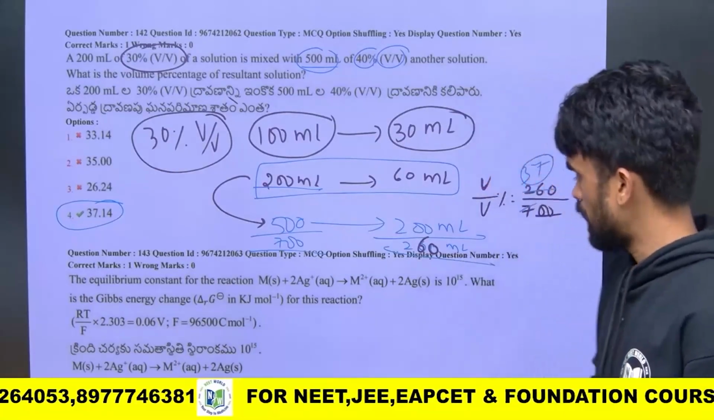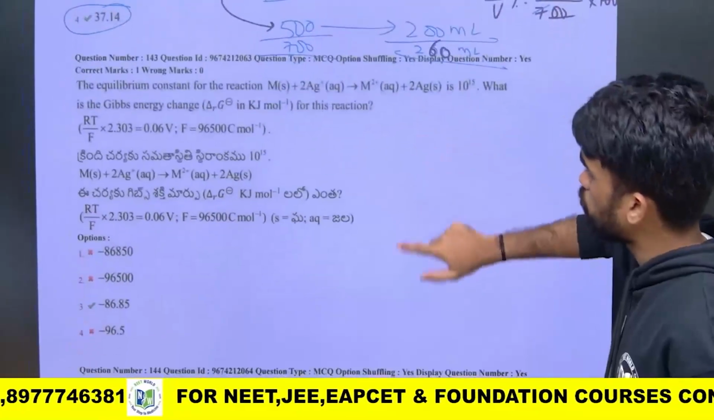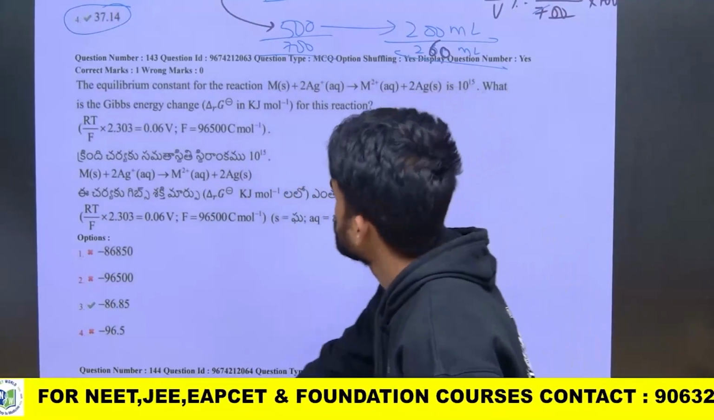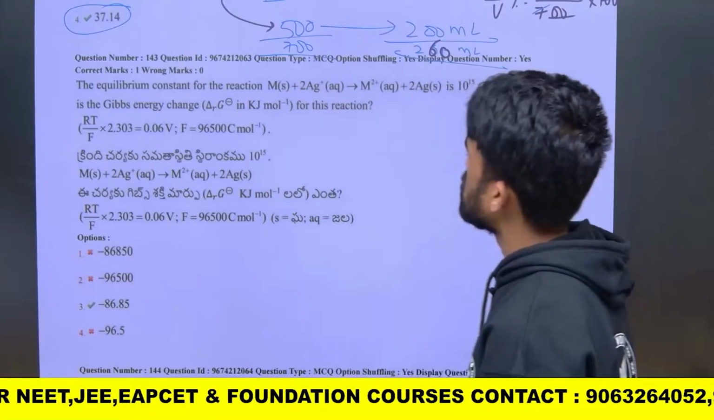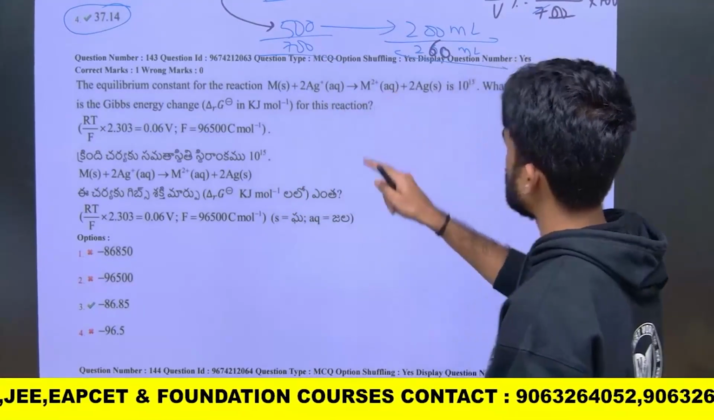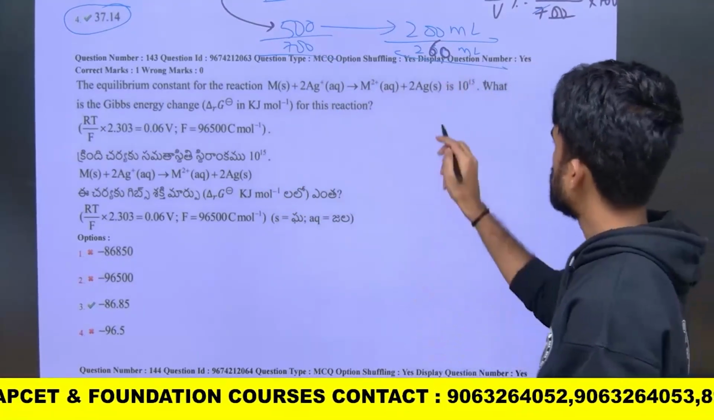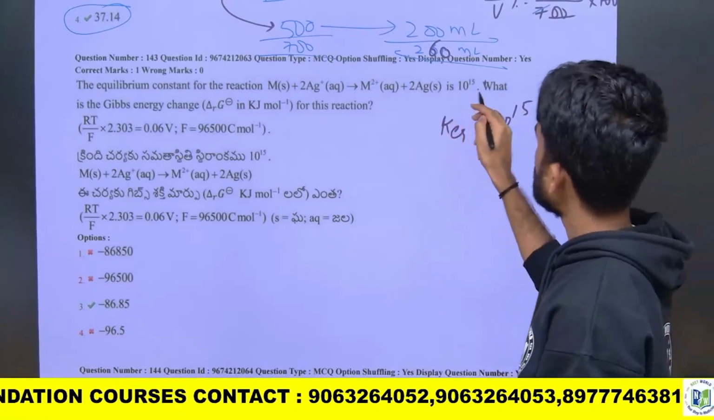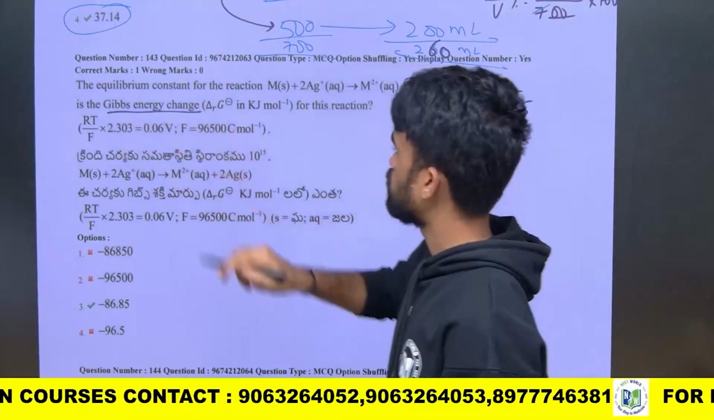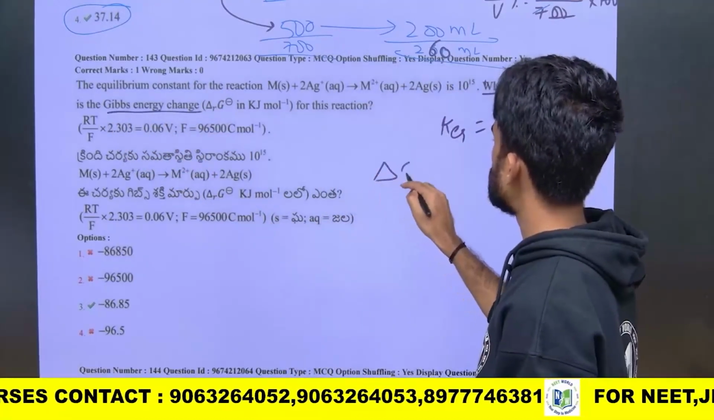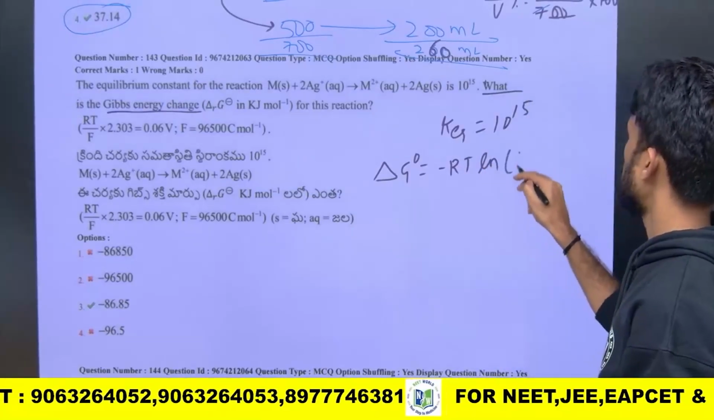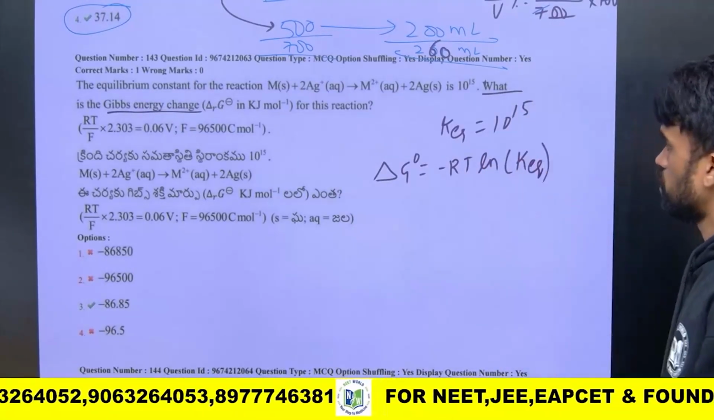Okay. So then next we have question 143 here. Let us discuss this. The equilibrium constant for the reaction given like this. This is the equilibrium constant. So K equilibrium is 10 power 15. What is the delta G? It gives free energy. So we have delta G naught equals minus RT ln K equilibrium. This is the formula we have.